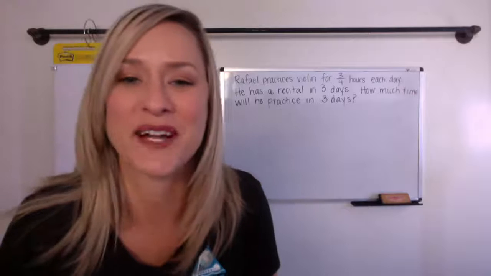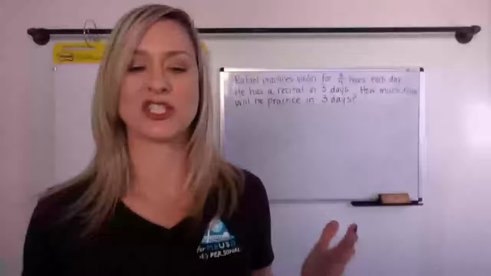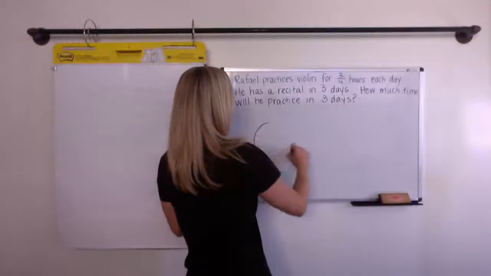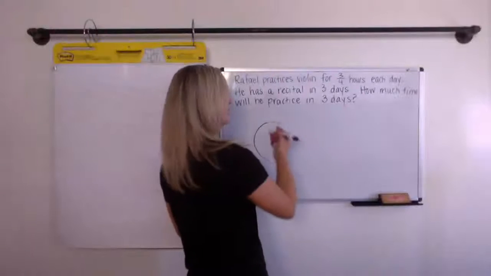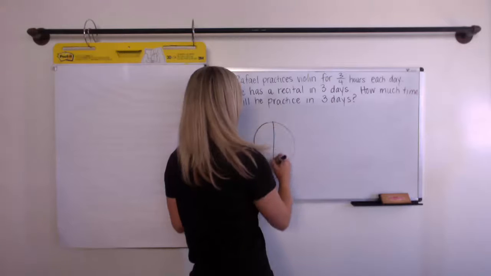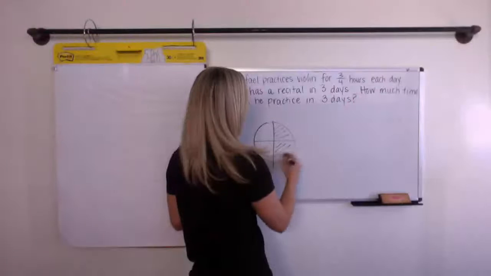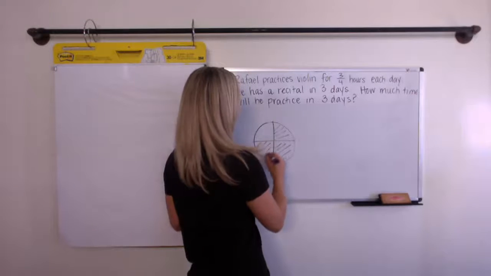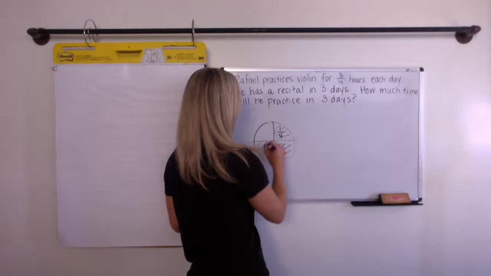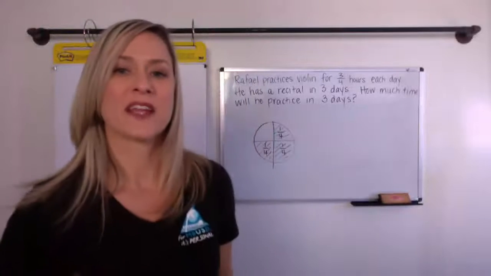All right, so here we go. Let's check out the story with Raphael. Raphael practices violin for 3/4 hours each day. Okay, so we know, let's say today is Monday, Tuesday, Wednesday, whatever. He's going to practice for 3/4 of an hour. So that would be 1/4, 2/4, and 3/4, right? 1/4, 1/4, 1/4. That makes 3/4. So 3/4 of an hour each day.